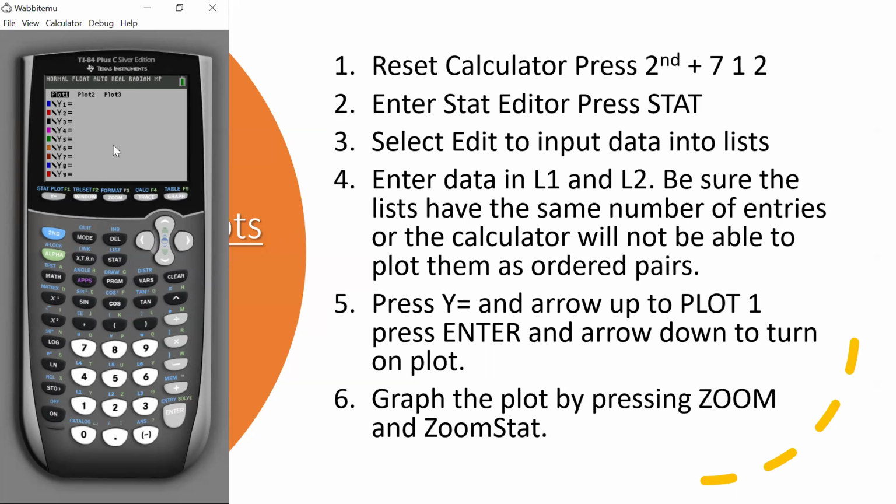Still with me? Okay. Now we're going to go on to the 6th step. What does 6th step say? So we're going to press zoom right here where it says zoom. And then we're going to go down to 9 where it says zoom stat. And when you do that, it should show your scatter plot.